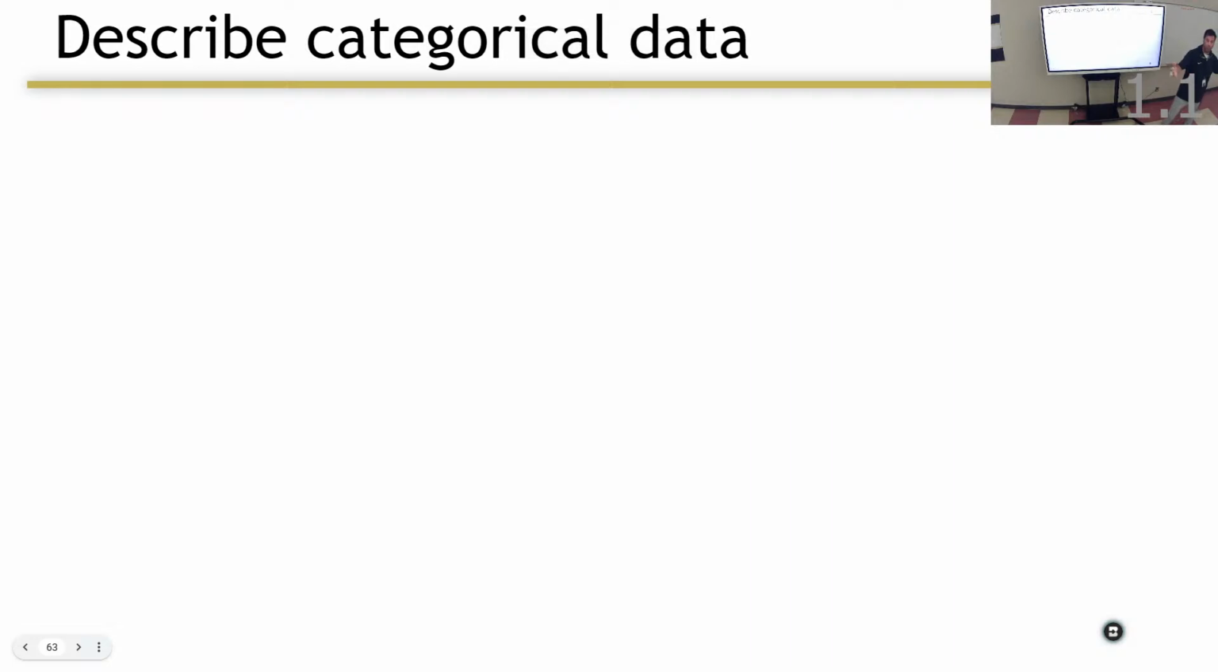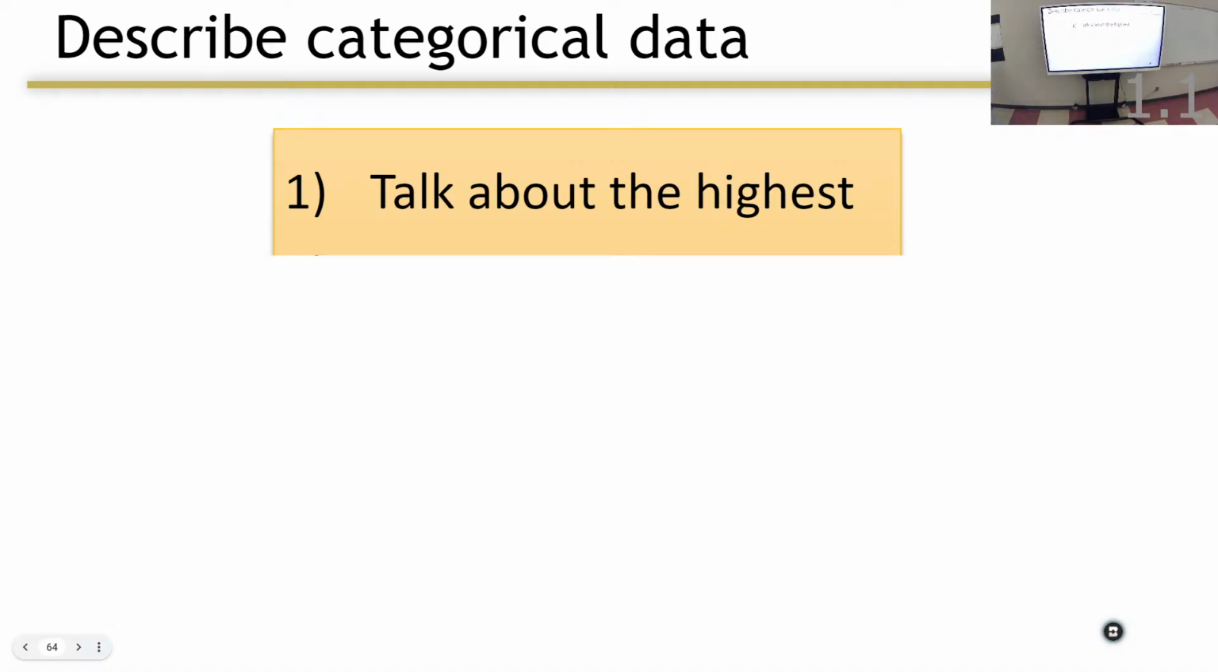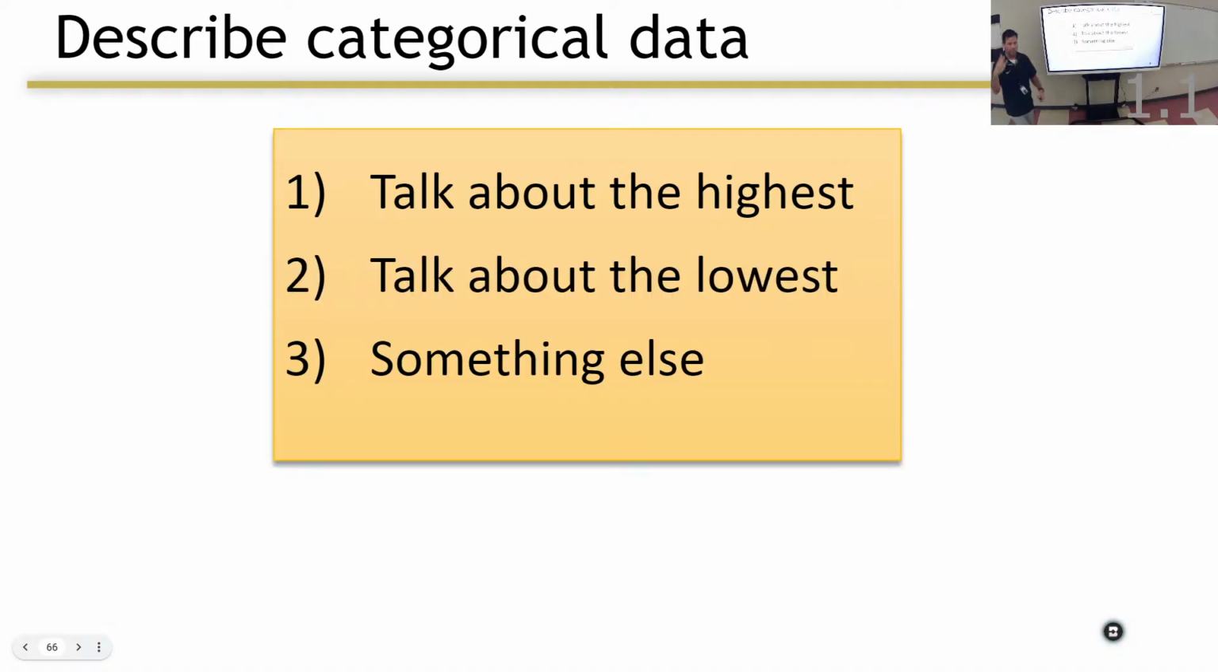Describing categorical data, this is important. You're going to be asked to describe the graph, describe the distribution. I told you already, guaranteed you're going to be asked that question. Describe the distribution. So you need to first know: is it categorical, is it numerical? If it's categorical, you need to talk about the highest thing, talk about the lowest thing, and talk about something else. Try to talk about 3 things. Typically, the 3 things they look at are something high, something low, and then something else.